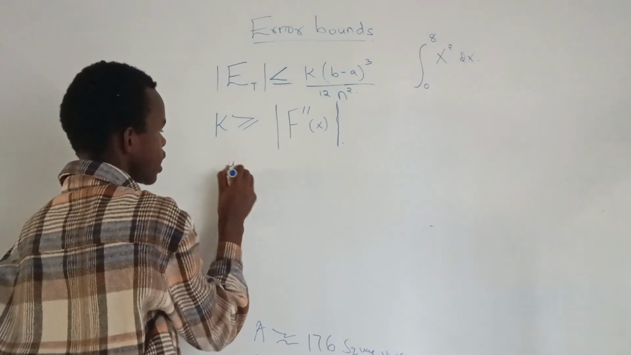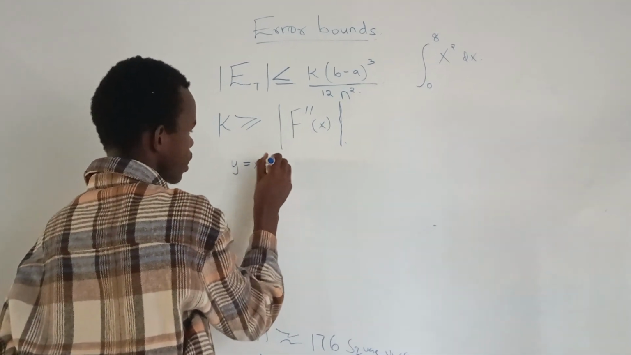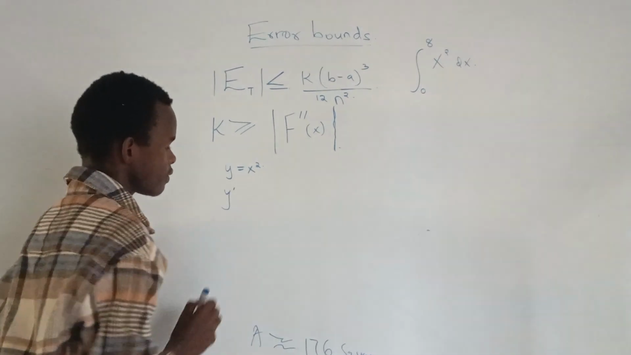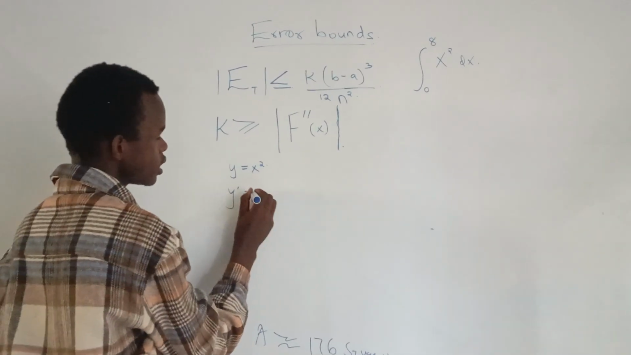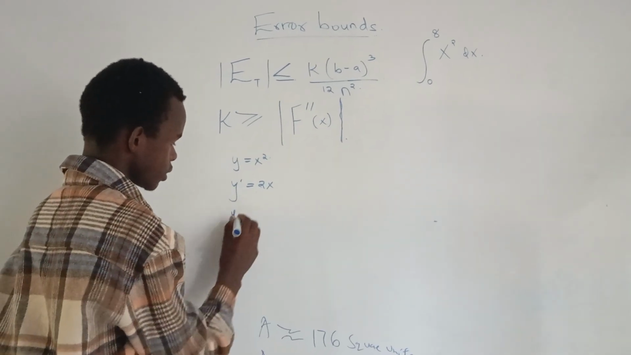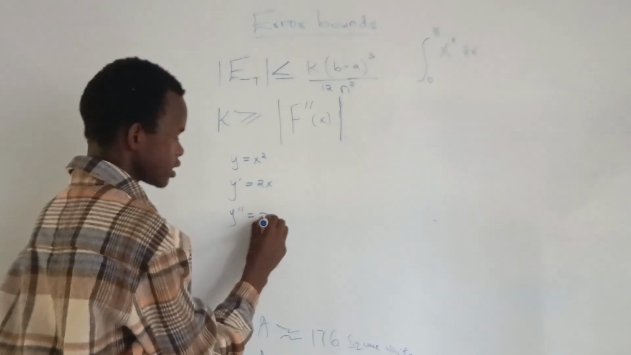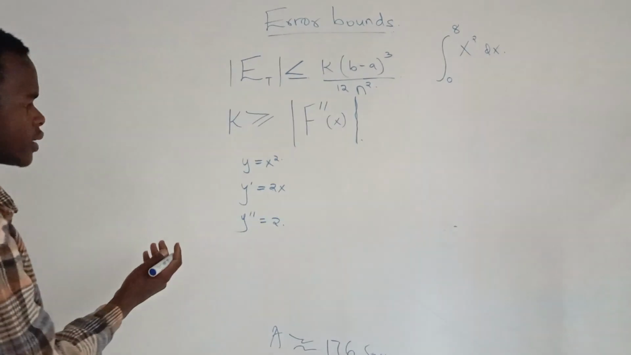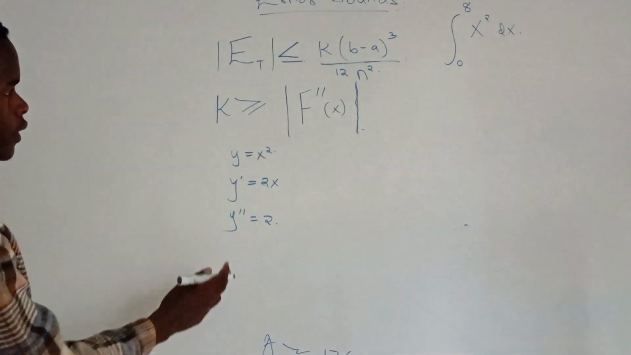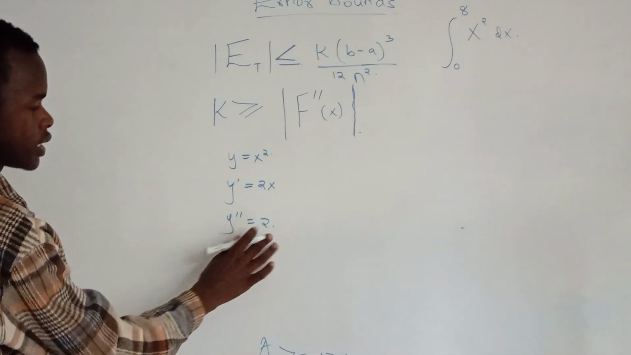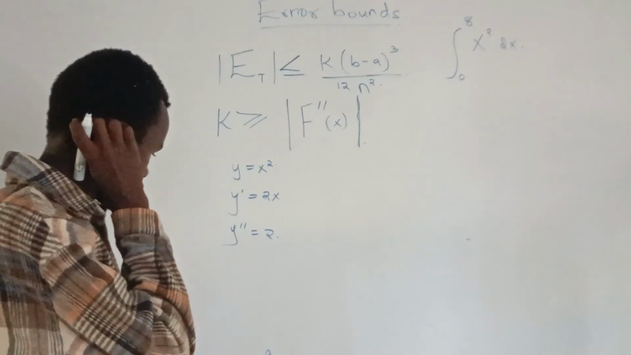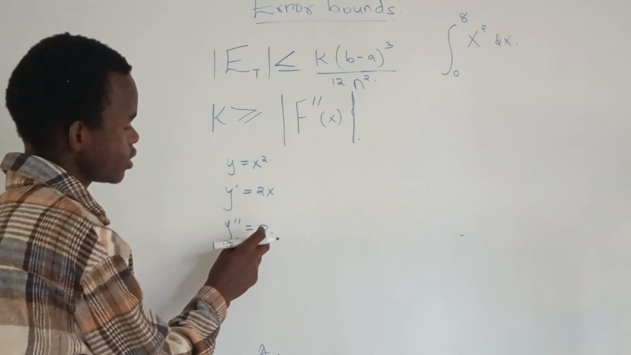So we usually say y equals x squared. So the first derivative of y will be 2x, right? Our second derivative will be just 2. So the value of y double prime will be 2. The value of k will be 2. Why? It's just a constant, so our value of k will just be 2.